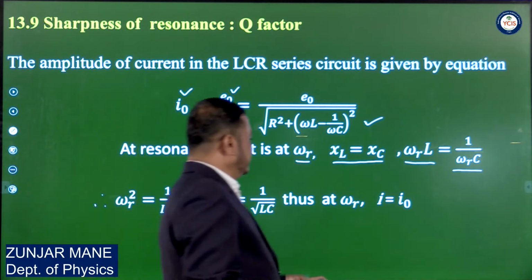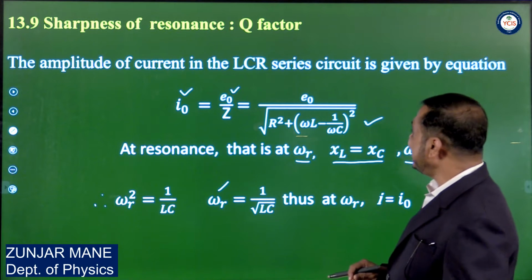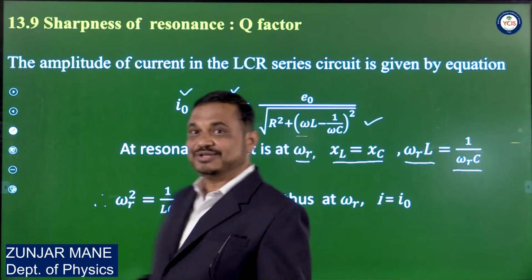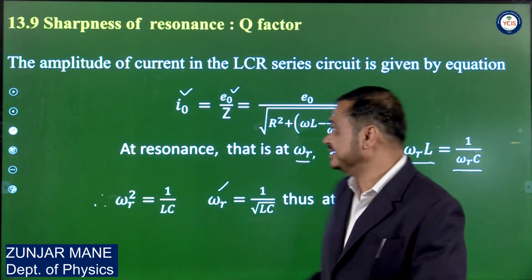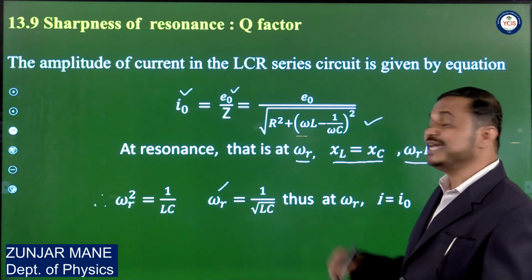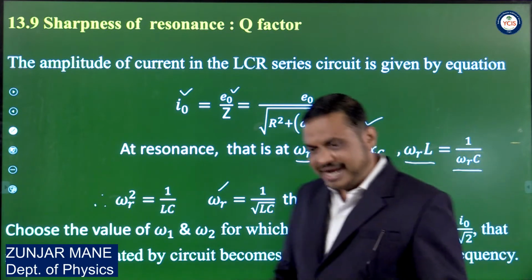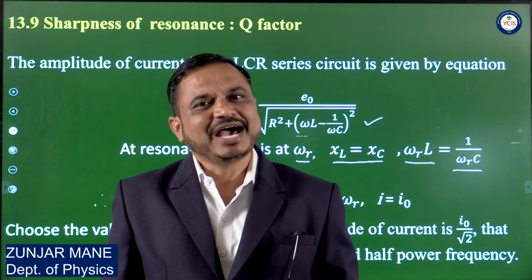Thus, at omega_r, I is equal to I0. That is the maximum current flows through that AC circuit. So this is the amplitude of current, that is the maximum value of current. So at omega_r, the current is maximum and that current will be I0.